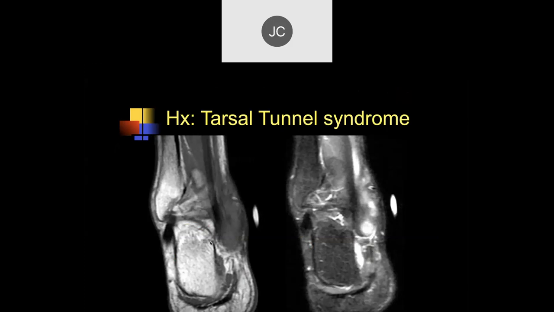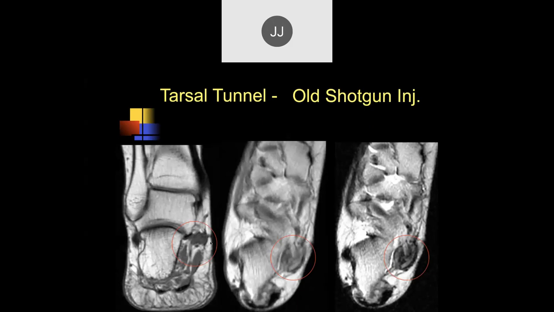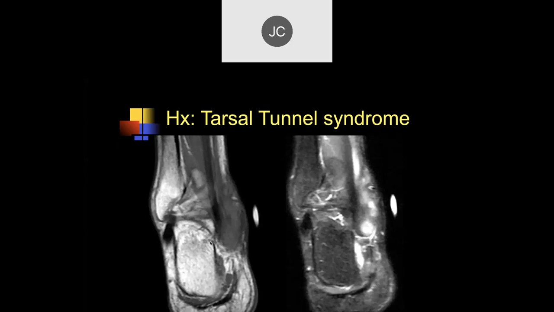Okay. John? It must not have been a 12 gauge. Well, it wasn't buckshot. Probably a BB gun. Yeah. Okay. A 12 gauge would blow the foot off. Yeah. Sorry to interrupt, John.